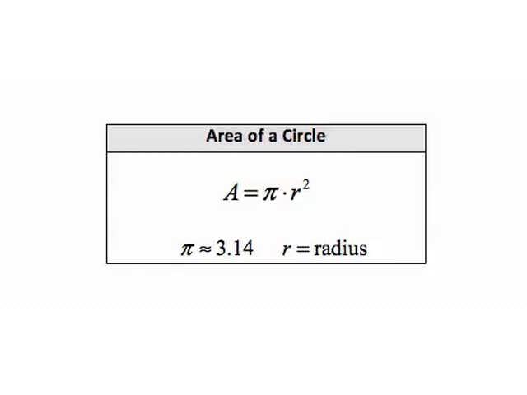So we're going to need the radius of the circle to find the area of a circle. The diameter won't work. We don't have a formula that involves the diameter here. So you'd have to take the diameter and use that information to find the radius first before we'll be able to find the area of a circle.